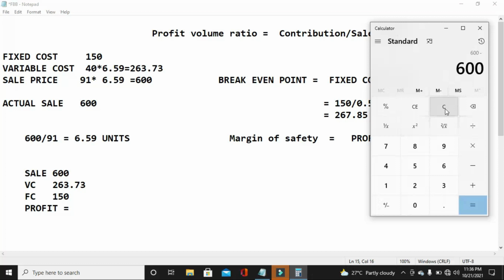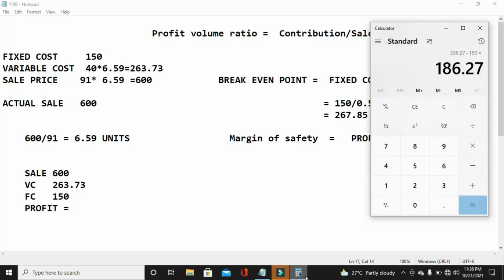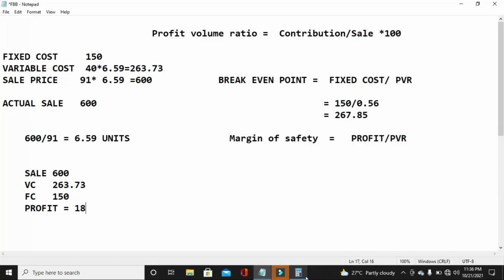From 600 we deducted 263.73, okay, then we deducted 150. So the profit here we earn is 186.27. It is our profit which we have earned here. So let's calculate the margin of safety.